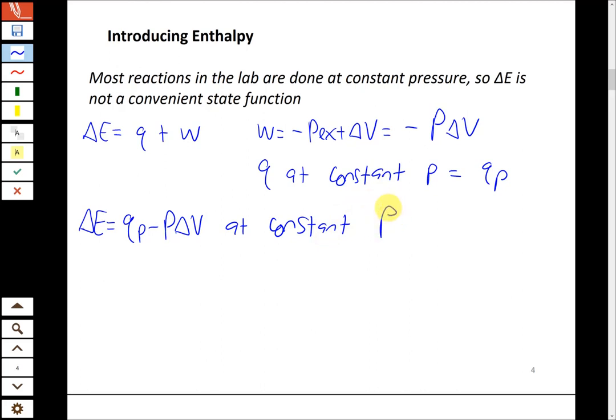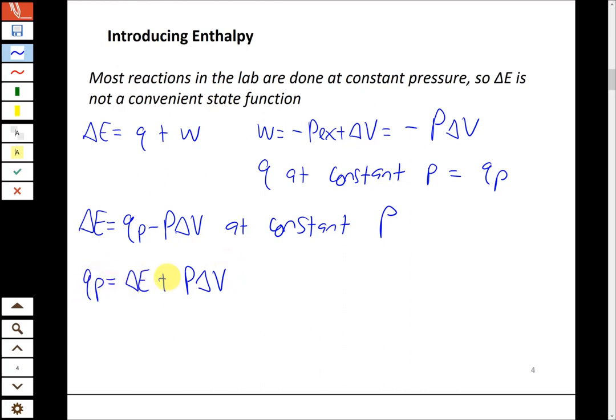And so then what we can do is solve for QP, because Q, as we'll talk about today, is pretty easy to measure. It's just based on temperature changes and a few other terms that are all easy to get to. So Q, we're going to isolate and solve for that. QP is equal to delta E plus P delta V.